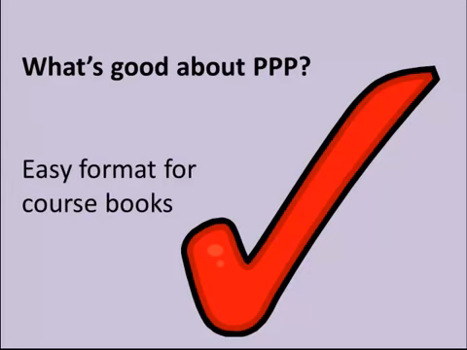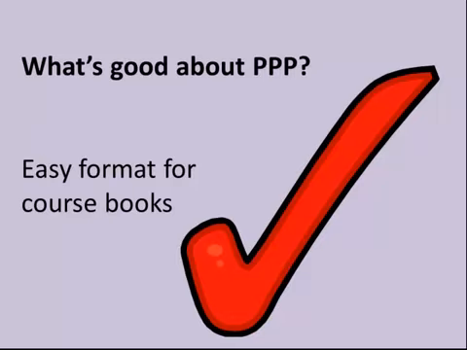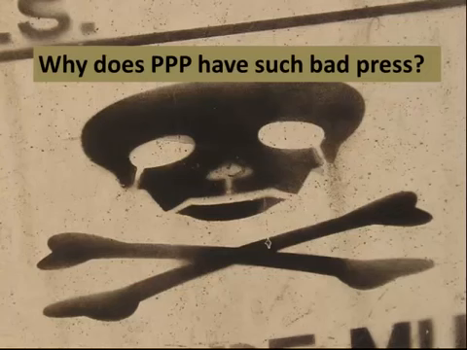It's also a very easy format for course books, and of course this is the way in which most course books are written, even more modernly. To some extent, course books almost have to be written this way. They can't be very flexible, they're print. They have to be in one place. So you very often have some kind of context followed by some sort of language presentation, control practice and a freer practice activity. So given all of this, the next question really is, why does PPP have such bad press?